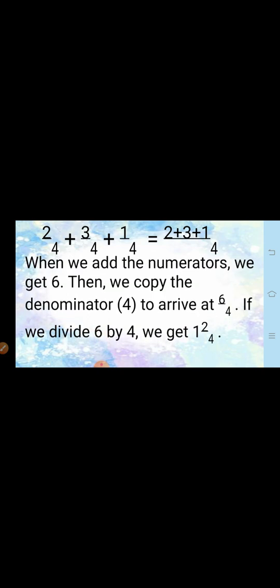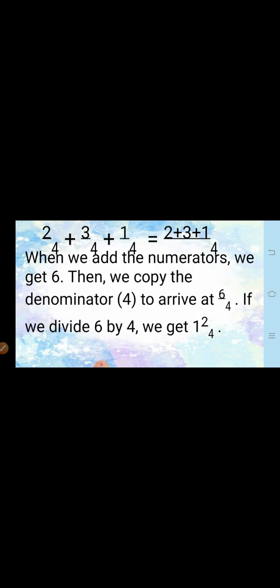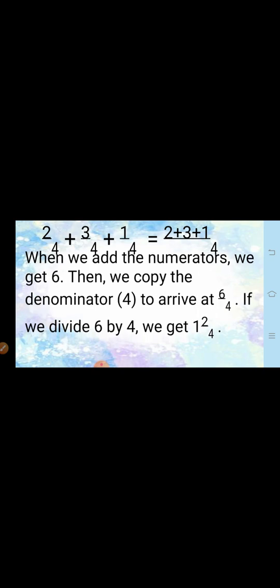Dito naman sa 2/4 plus 3/4 plus 1/4, it is the same process. When we add the numerators, we get 6: 2 plus 3 plus 1 is equal to 6. Then copy the denominator, which is 4, kasi they are the same denominator. So we arrive at 6 over 4. If we divide 6 by 4, we get 1 and 2 over 4.